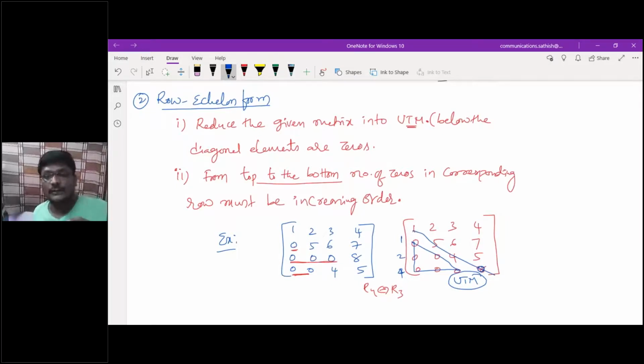When I call it a 0 row, and non-zero rows: a 0 row means all the elements in the corresponding row are 0. If any one element is present, for instance if instead of 0 I have 8 here, then I cannot call it a 0 row. All the elements in the row must be 0, then only I can call it a 0 row. If any one element is present, I call it a non-zero row. Are you understanding what I am saying?